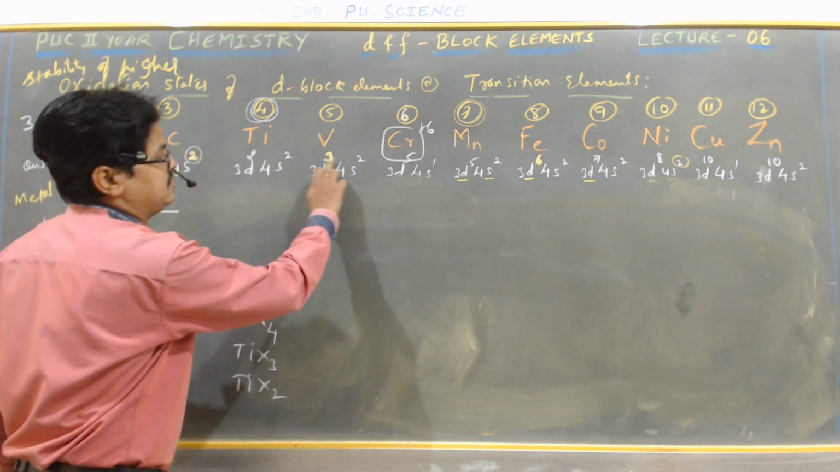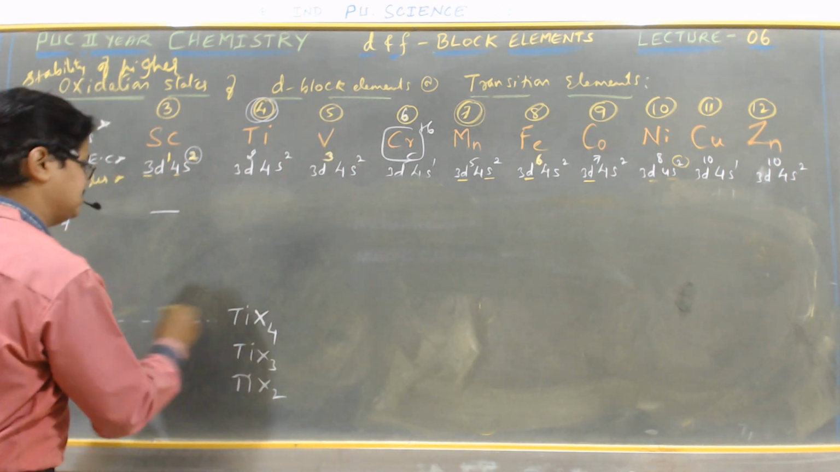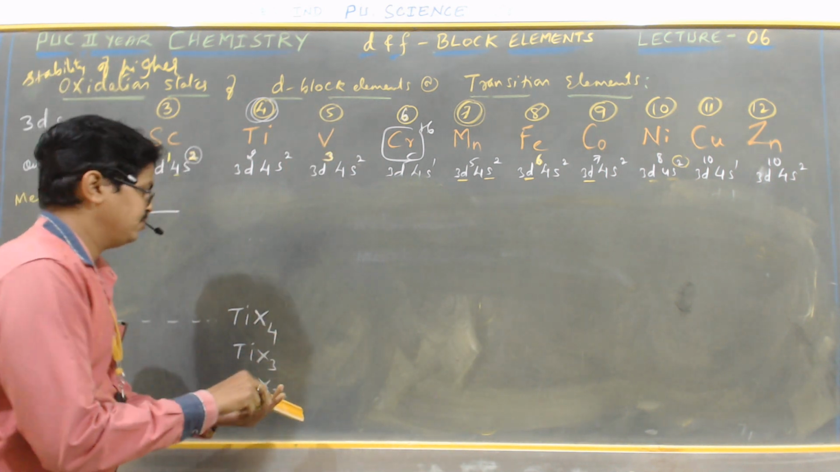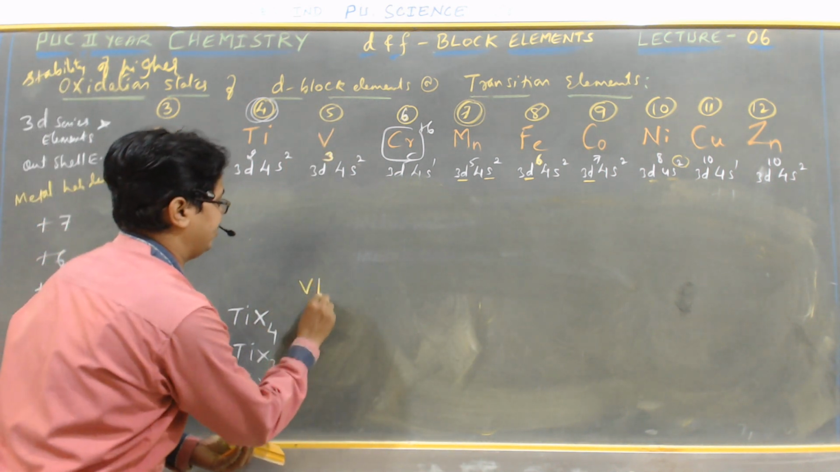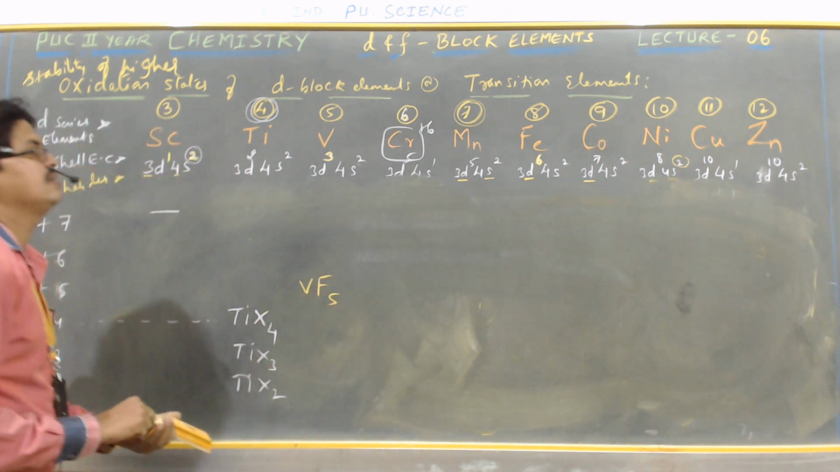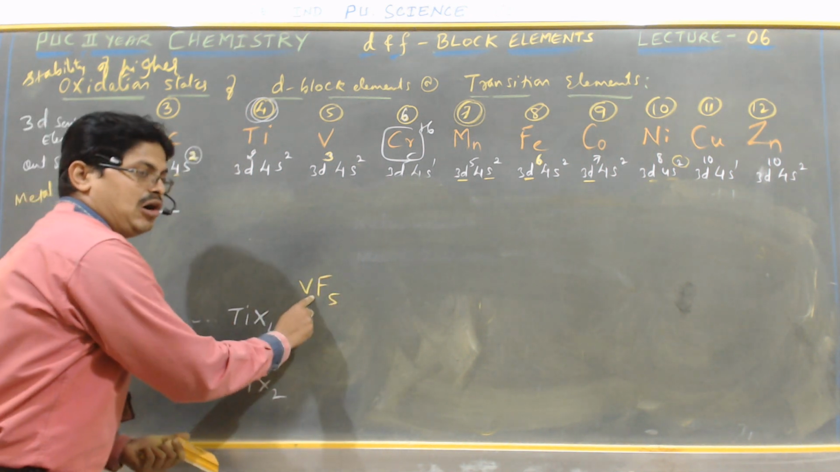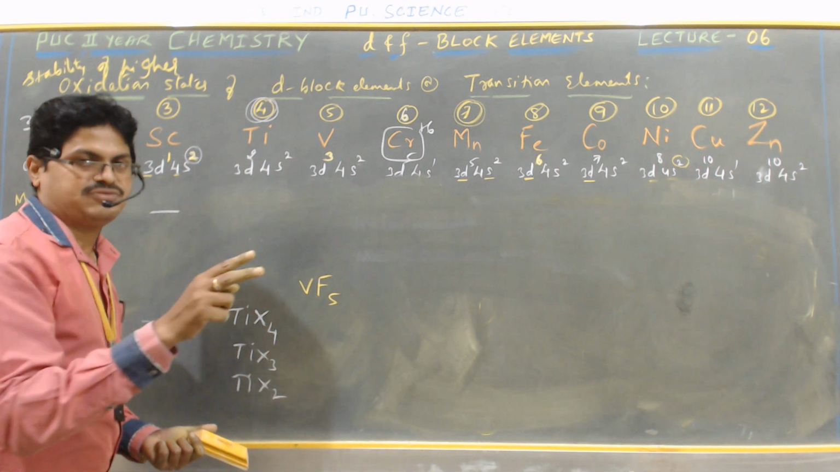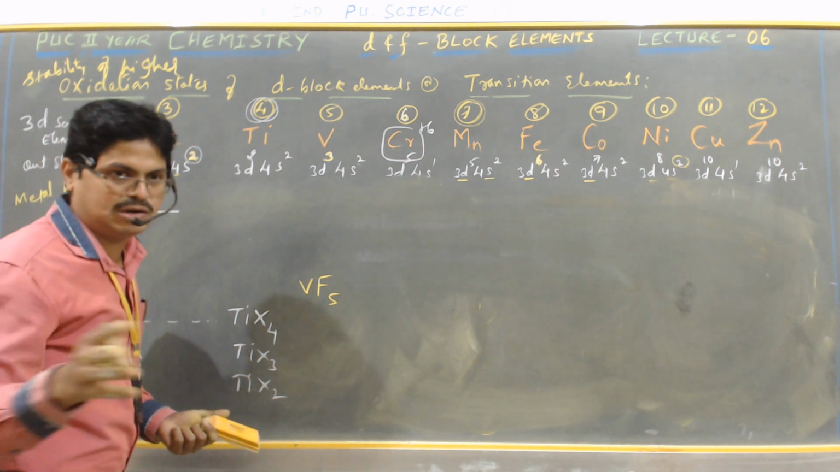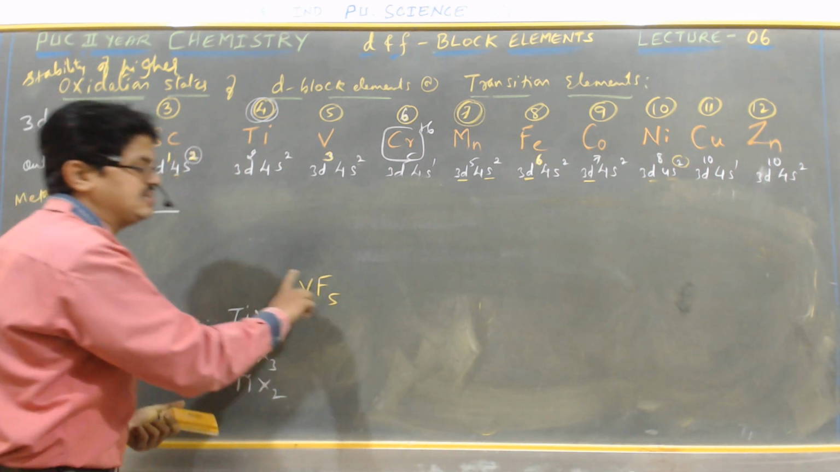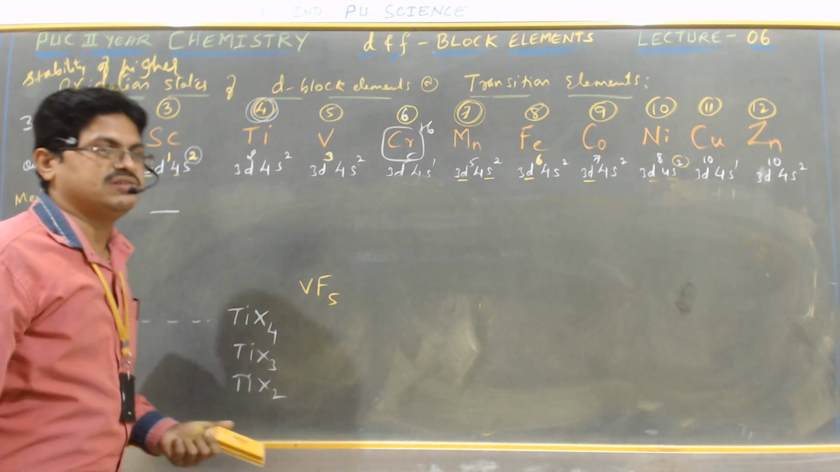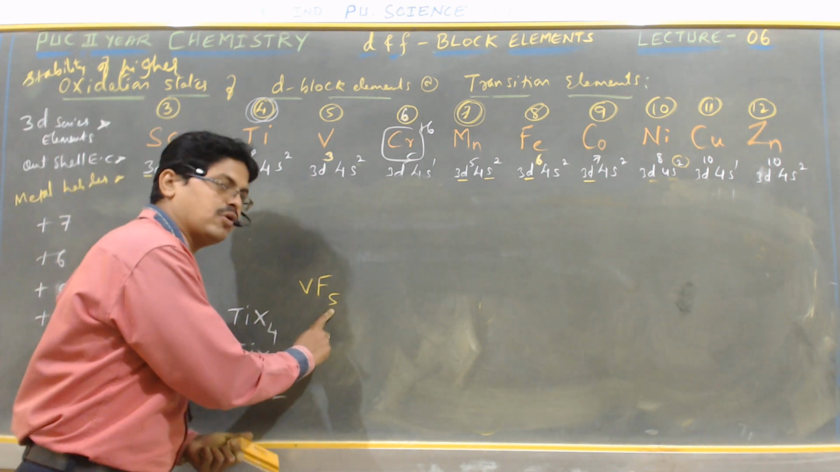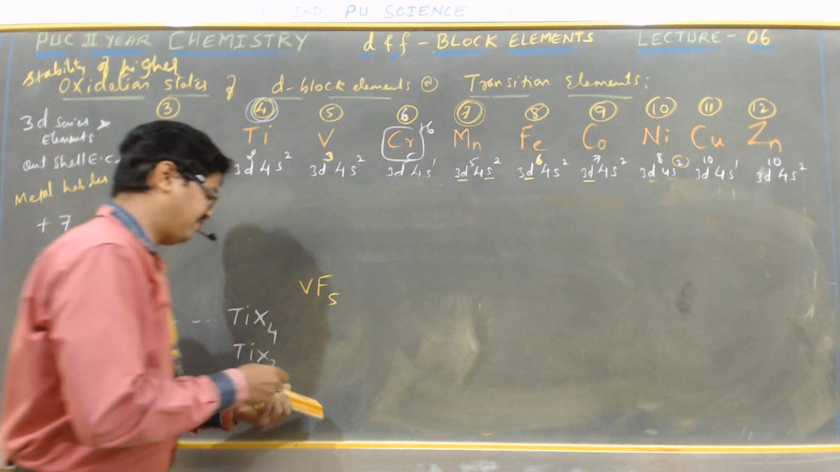Highest oxidation is 3 plus 2, 5. Means it forms vanadium pentafluoride. Either not VX5. VX5 means all the halides are not stable. Only with respect to fluoride it is stable. The higher oxidation state of vanadium with respect to fluoride it is stable. That's why I am writing vanadium pentafluoride.